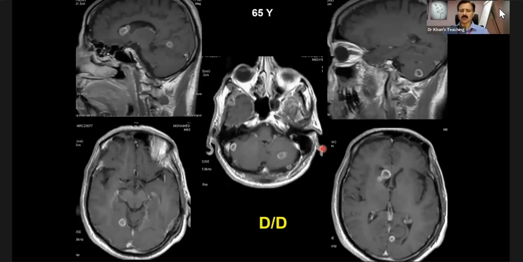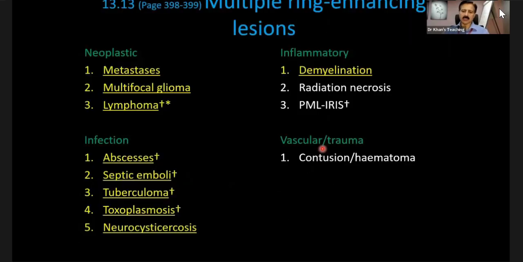And this was all central necrosis. And in your book, there are multiple ring enhancing lesions, which can be neoplastic, which can be infections, which can be inflammatory, abscesses, septic emboli. These are important. Some of these we are going to cover shortly.